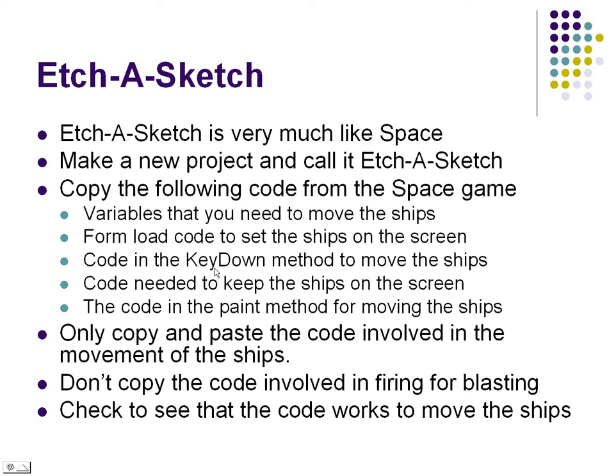So everything's the same as the ships in the movement portion. In other words, the original spaceships program where you were moving, but we're going to do something special in the paint. Only copy the code involved in that. Don't copy the code for firing and blasting. And then after you've done that, check to make sure your ships move around the screen. And once you're there, then you're ready to go on with this second part.